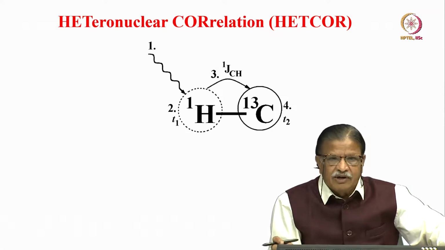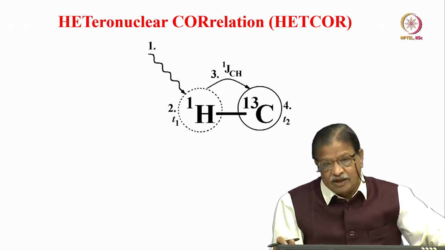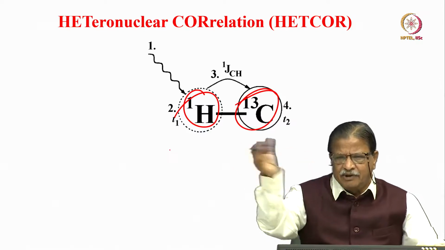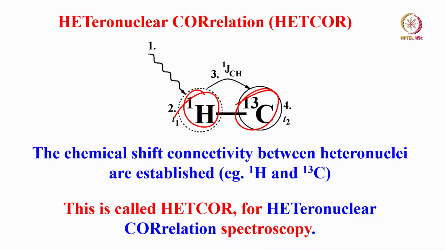We will go to the heteronuclear correlation experiment. It is again a correlation experiment. Instead of homonuclear, we are correlating 2 different heteronuclei. For example, we can correlate proton to carbon, proton to nitrogen, carbon to anything, any two heteronuclei we can correlate. So, in this case the chemical shift connectivity between 2 heteronuclei is established.